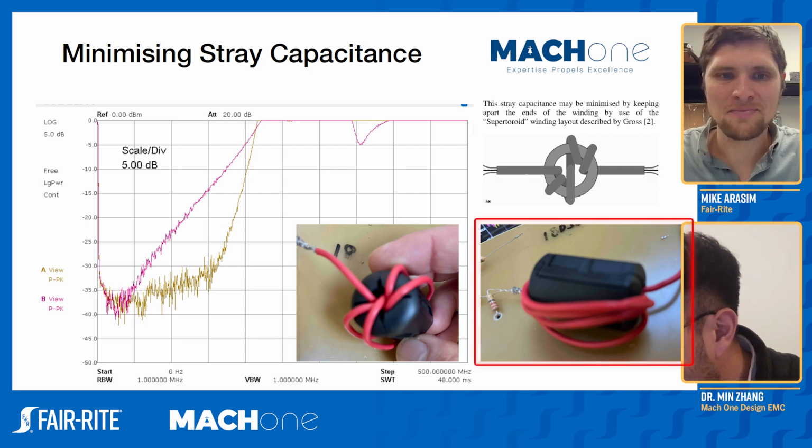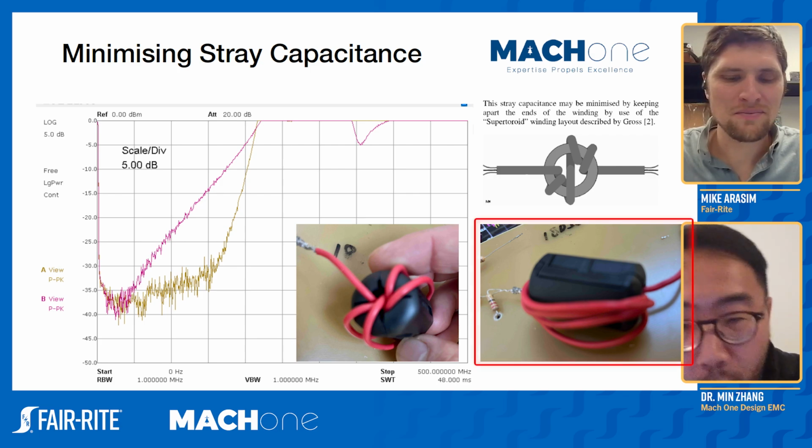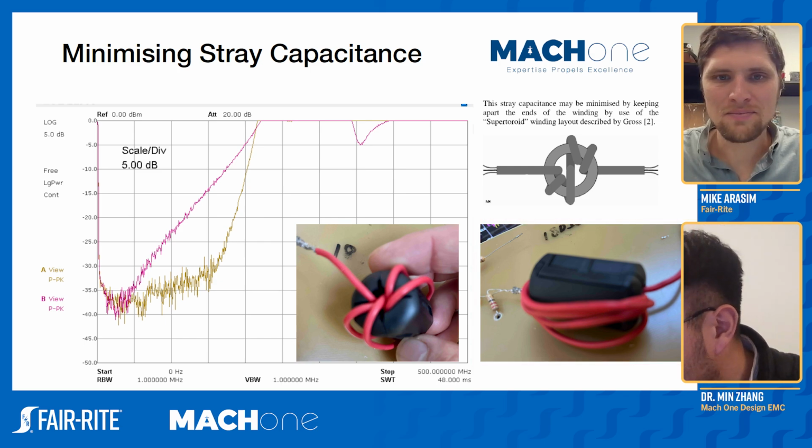So here we have the same number of turns, right? One we just wound as a normal winding configuration, and then this one we use the super toroid configuration, as you can see here. And then the yellow trace shows much better performance, especially in the higher frequency range. So that's really the big improvement by having this configuration.